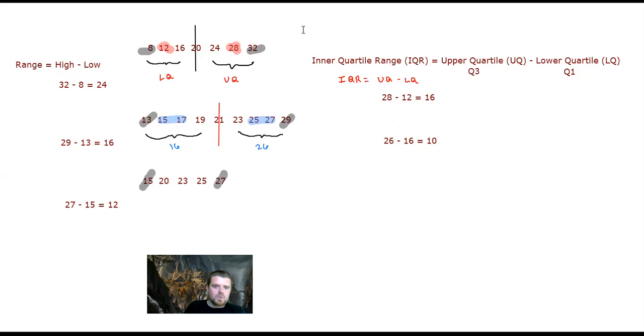And lastly, we have 23 in the middle, which leaves me with 2 points on the left, 2 points on the right. Even though it's a smaller data set, we're doing the same thing. I want to know the average of 15 and 20, and I want to know the average of 25 and 27. You can add them and divide by 2, or you can do the mental math. My lower quartile ends up being 17.5. My upper quartile ends up being 26. So to find the IQR, I would do 26 minus 17.5, which gives me an IQR of 8.5.